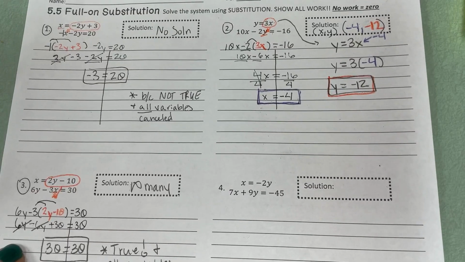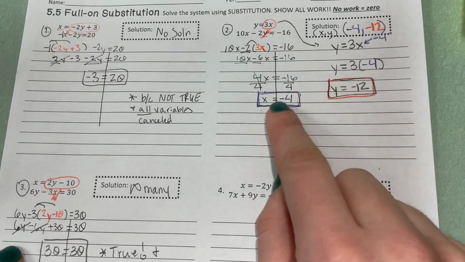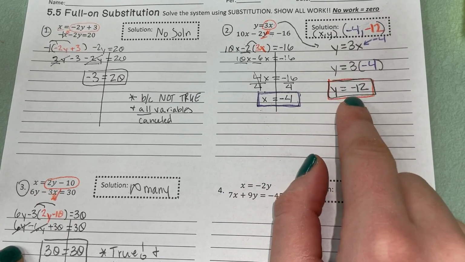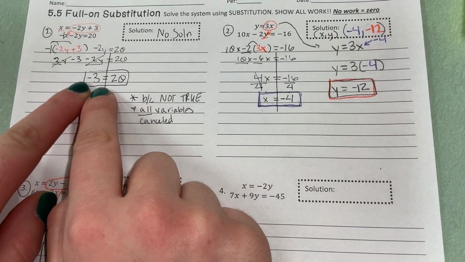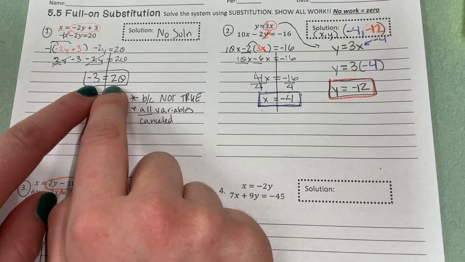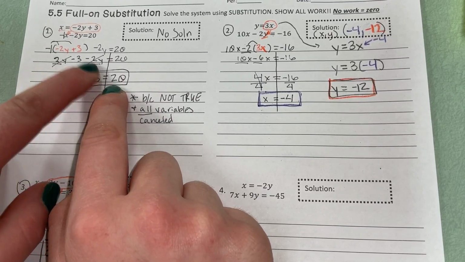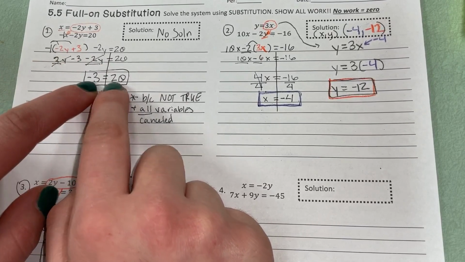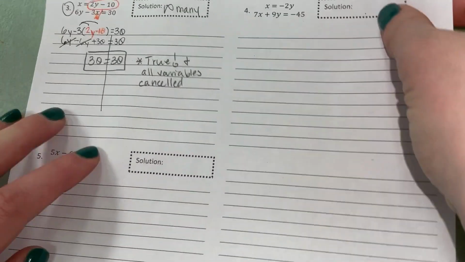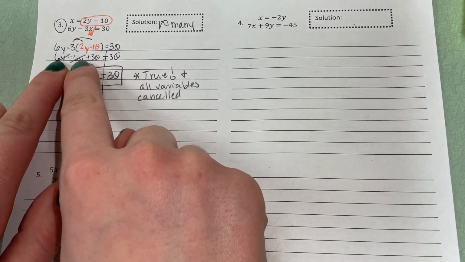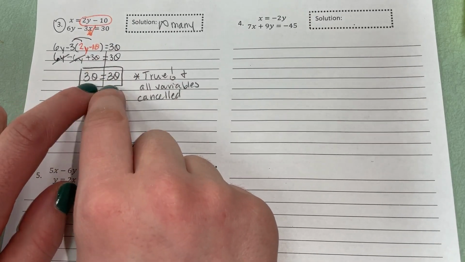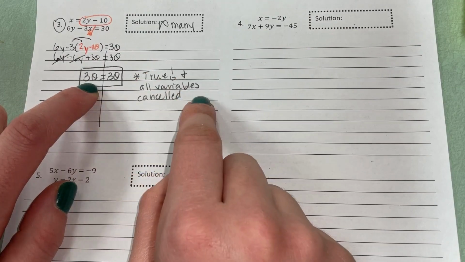All right, so before you go, you can either have one answer where you get x's number and y's number. You're left with no solution if all the variables cancel out and you're left with something not true. So like the 2 y's canceled out, and we're left with this. Or you have infinitely many because your variables totally cancel out and you're left with something true. 30 is equal to 30, okay?